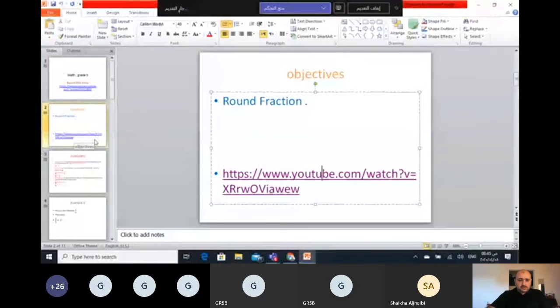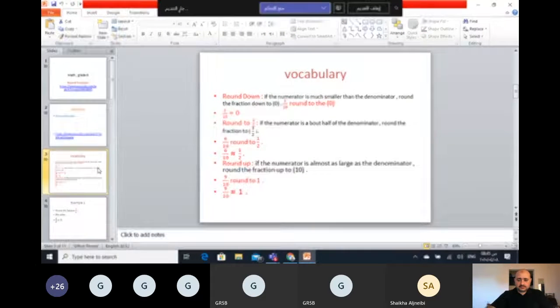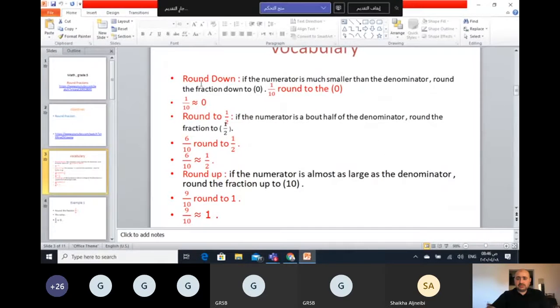Okay, so as you see, if I want to round fractions, we have 3 rules to do the rounding. The first one, round down. If the numerator is much smaller than the denominator, round the fraction down to 0.